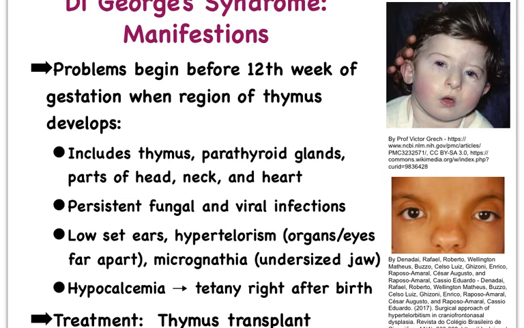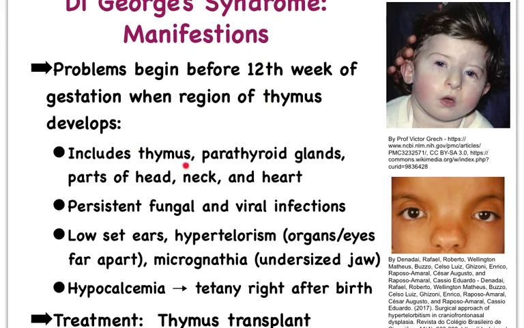So in these fetuses that are afflicted by DiGeorge's syndrome, we're going to see that the problems develop pretty early on, before the 12th week of gestation, and that's the time when the thymus really starts to develop. Now, it's not just the thymus that is having issues, it's that whole region around the thymus, which includes the parathyroid glands, even parts of the head, neck, and heart, because your thymus, remember, covers a good portion of your heart. So that whole region is impacted, and that has consequences.